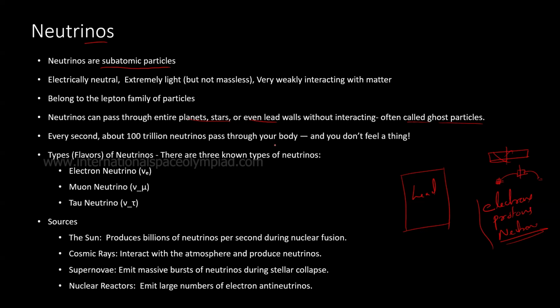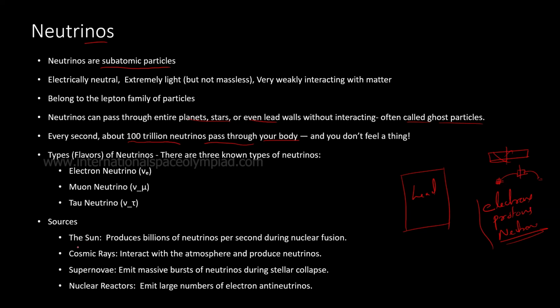An interesting number is that every second, even during this class, 100 trillion neutrinos are passing through our body. Even right now, 100 trillion of them are passing through us, but we won't feel anything or see them. That is how light, tiny, and weakly interacting neutrinos are. There are different types of neutrinos. Just leave the names for now, you won't understand them yet. Anyway, there are three types.